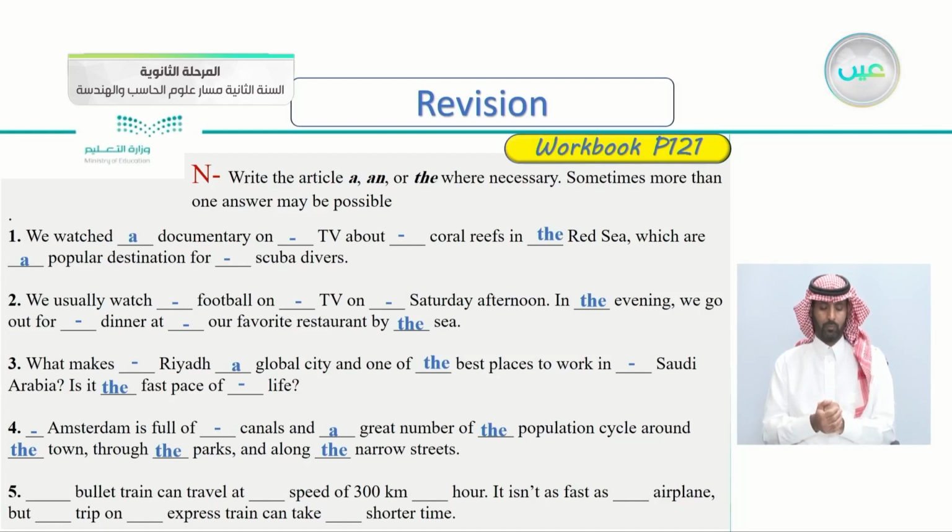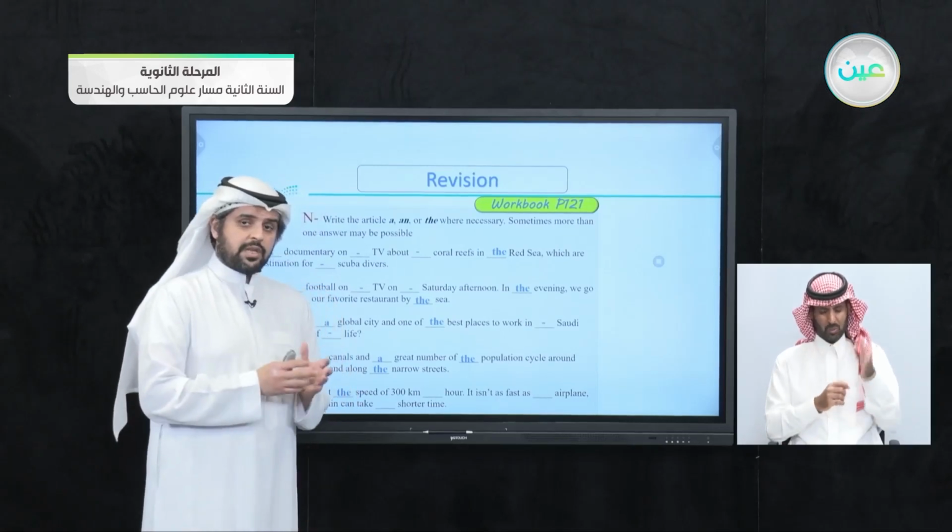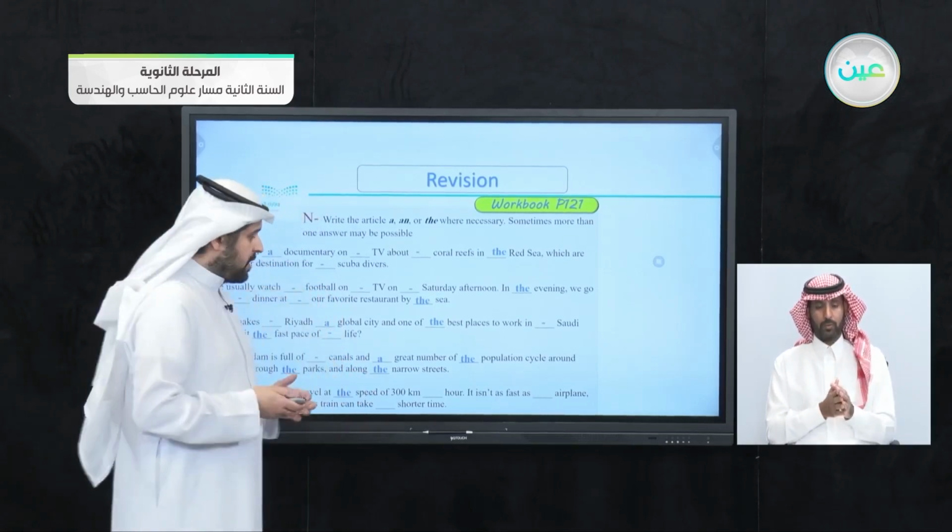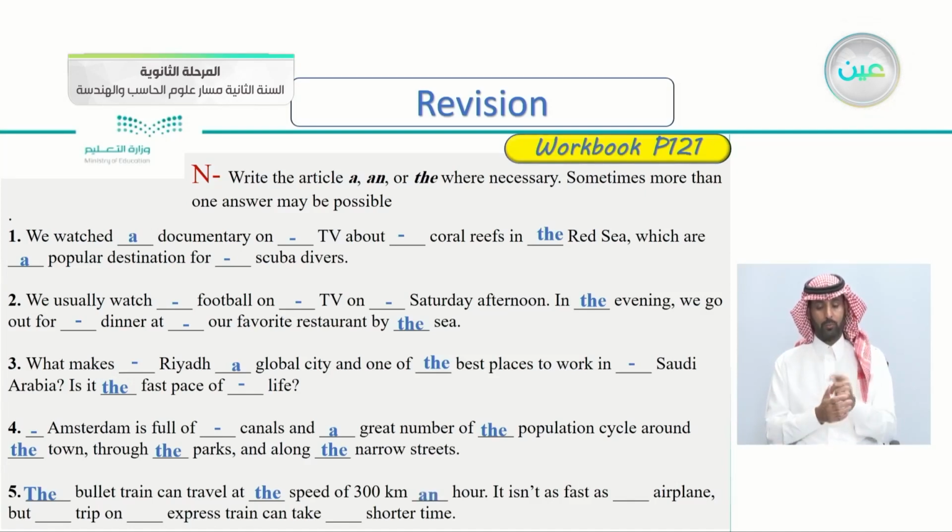Number 5, the bullet train. Yes, the bullet train can travel at, yes, at the speed of 300 kilometers an hour. So do we say 300 kilometers the hour? Yes, that's correct. 300 kilometers an hour. It isn't as fast as an airplane. Yes, it isn't as fast as the airplane, but yes, but a trip on, excellent, the express train can take a shorter time. Yes, can take a shorter time.